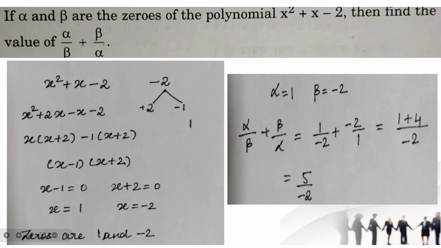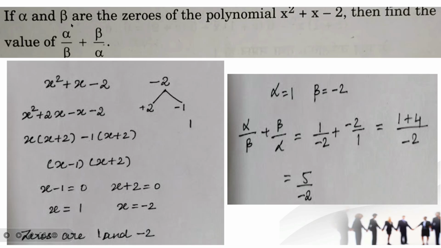X minus 1 into x plus 2 equal to 0. So x minus 1 equal to 0 means x equal to 1, when it comes this side, plus 1. X plus 2 equal to 0. 2 when it comes this side it will become minus 2. So the zeros were 1 and minus 2 for this polynomial. You found out the zeros. Zeros is nothing but alpha and beta, right?